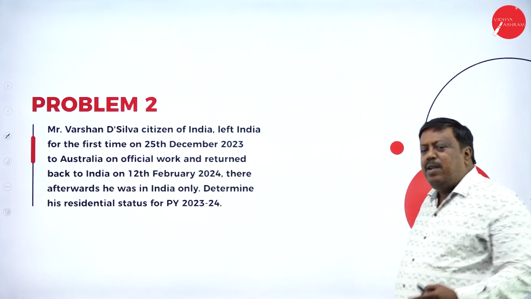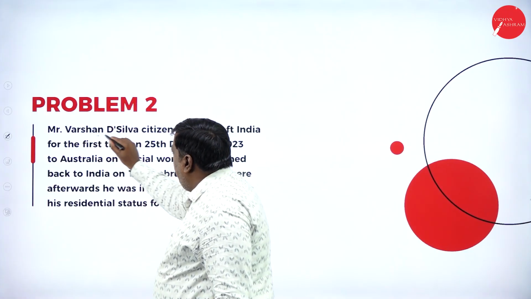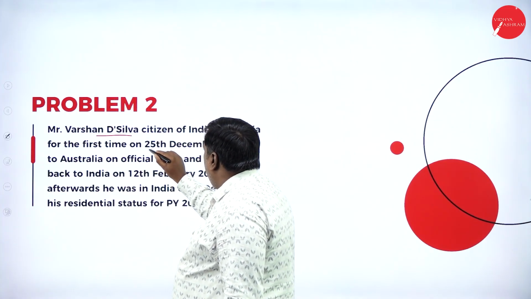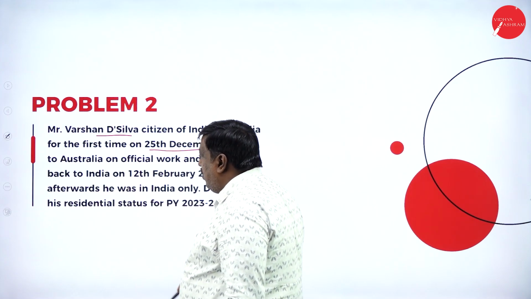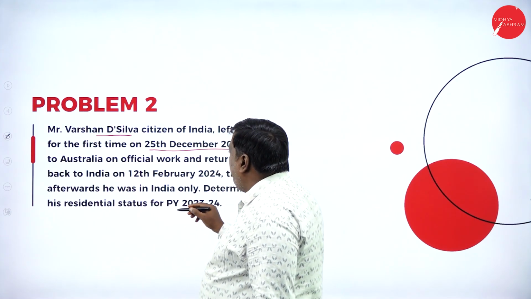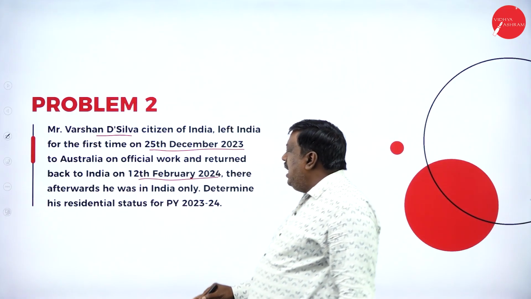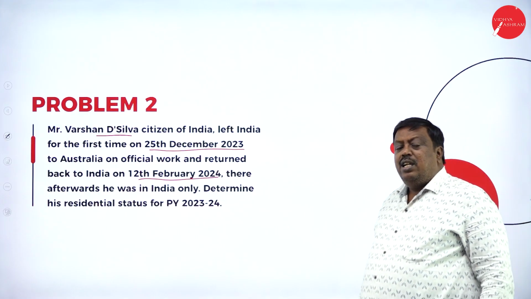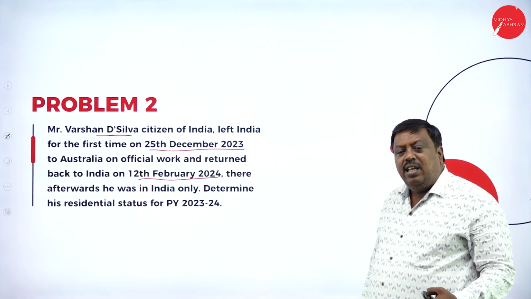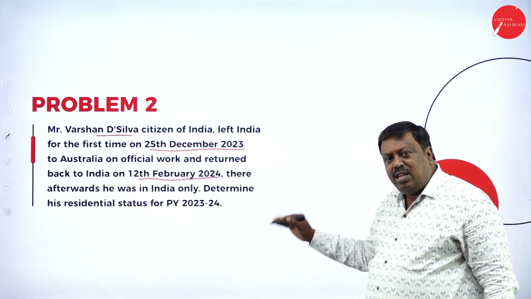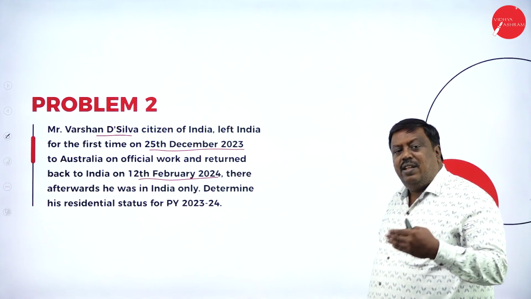Let us go to the second problem now. Varshan De Silva, citizen of India, he left India for the first time on 25th December 2023 and he returned back on 12th February 2024. Again in this problem, we have taken the same concept to make you people understand, the month and dates are different here. That's it.